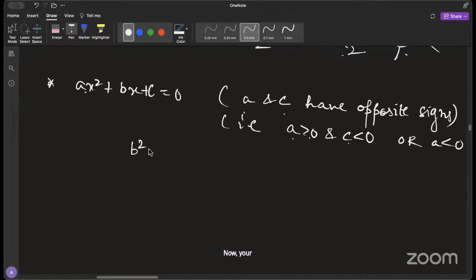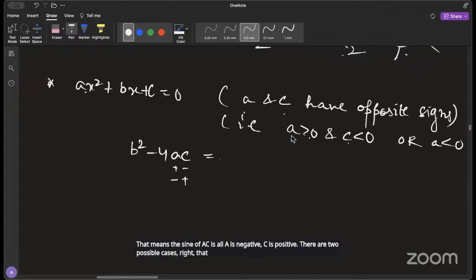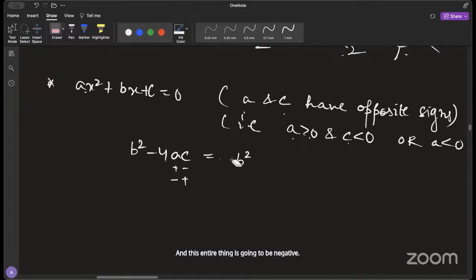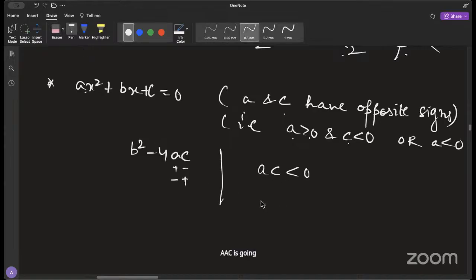Now your discriminant is this, b square minus 4ac. And if they have opposite signs, that means a is positive and c is negative, or a is negative and c is positive. There are two possible cases that we've considered. AC is going to be negative. This would imply minus 4AC would be positive. And B square, we already know squares are positive. That means B square minus 4AC is positive.